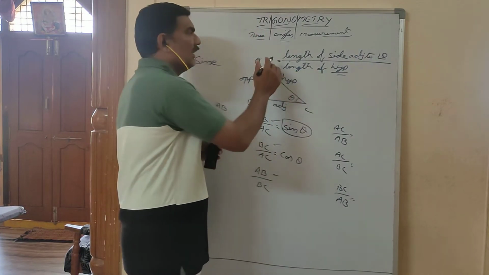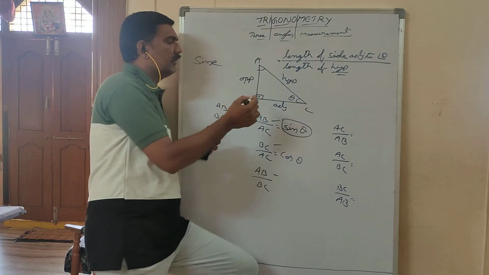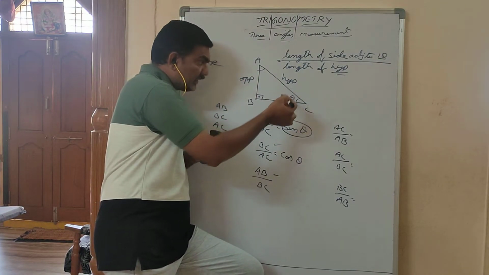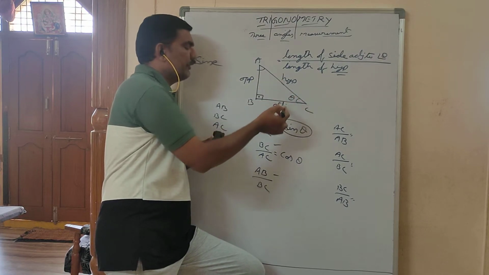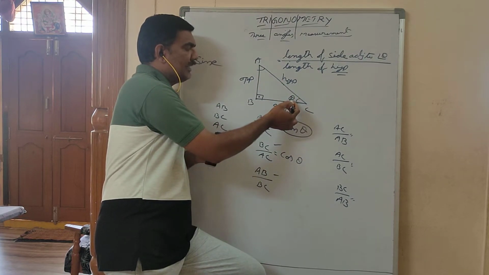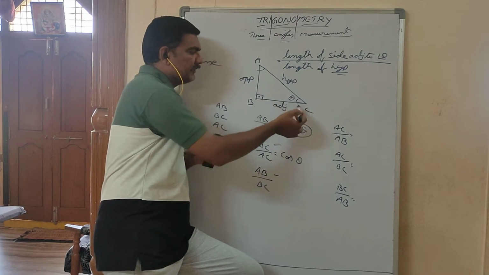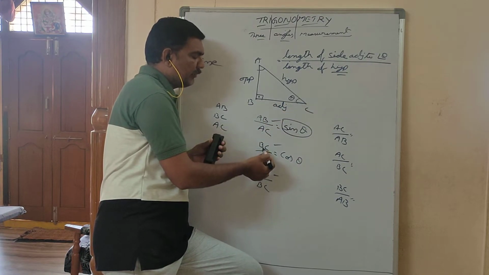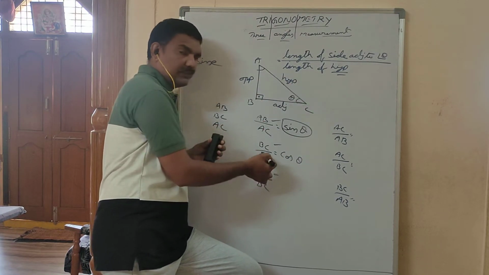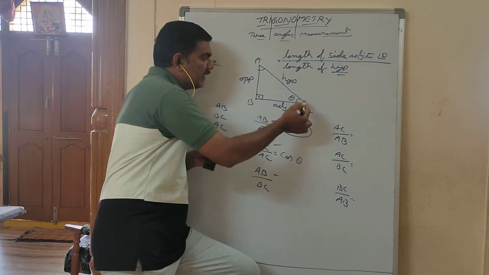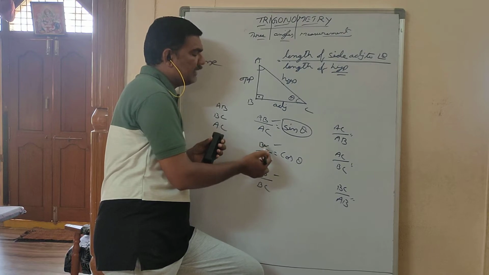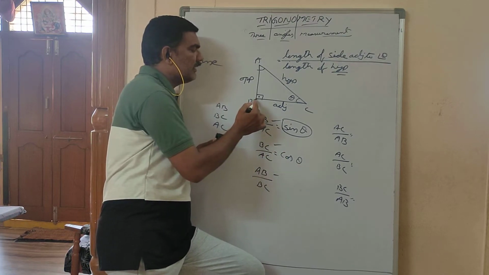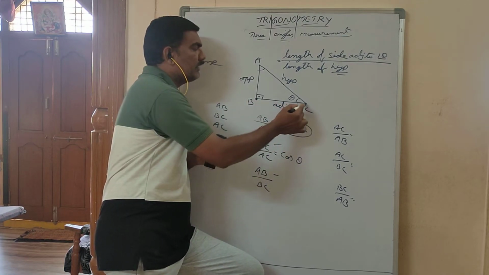The meaning is the length of the side adjacent to angle theta to the length of the hypotenuse. See, for this theta, the adjacent side is BC. BC's length by AC's length. B separate, C separate is not there. BC means the distance from B to C.